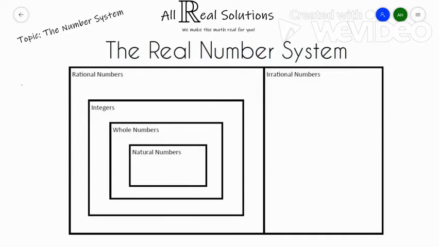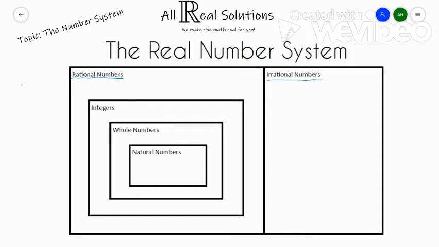Today's topic is going to be the real number system. This will be a brief review that goes over all the numbers that are included in the real number system. The real number system is split into two parts. We have the rational numbers and the irrational numbers. Within the rational numbers, we have subgroups.